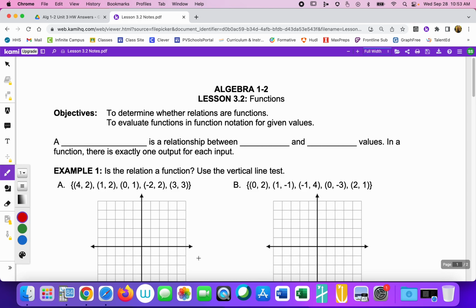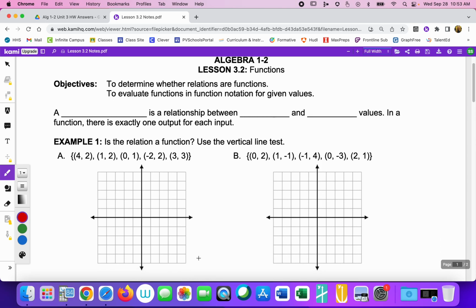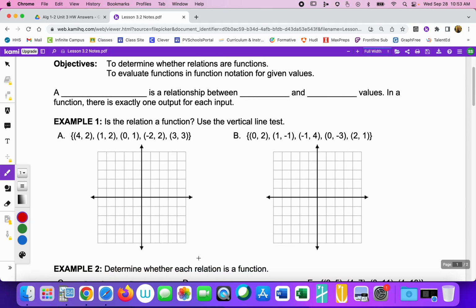We are learning about functions. We're going to be determining whether relations are functions and also evaluating them in function notation for given values. You have technically done that type of thing before, not in the notation it's in, so that may look a little bit weird, but you will use that notation all the time.